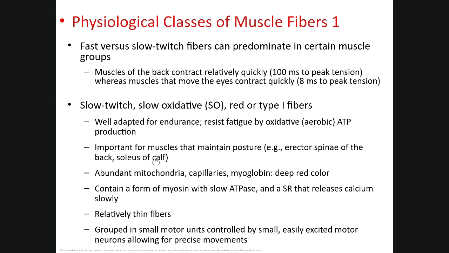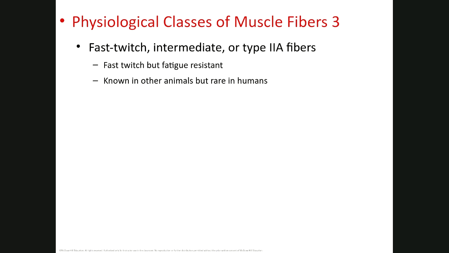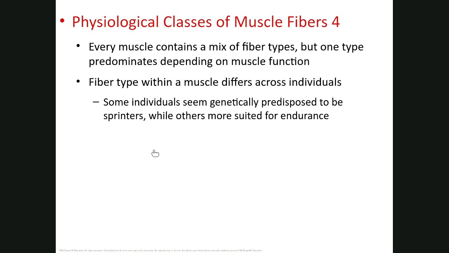Right, let's go to the classic muscle fibers. There is the slow twitch, slow oxidative. These are the red muscle fibers. And then there's also the fast twitch, fast glycolytic muscle fibers. Intermediates also exist to a certain point. Every muscle contains a mix of fibers, right? Some slow, some fast, some intermediate.